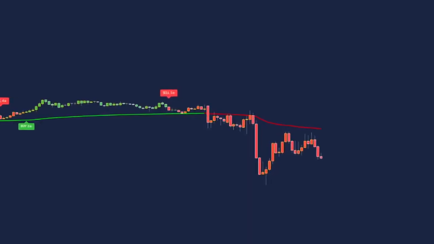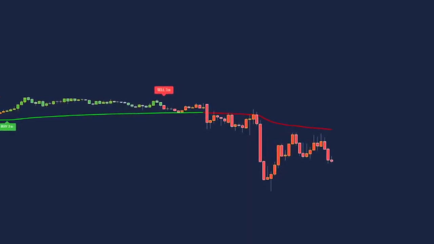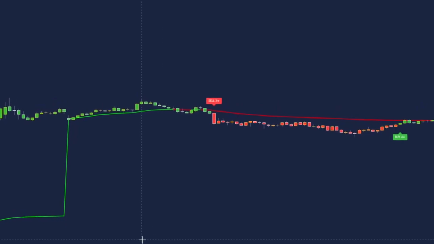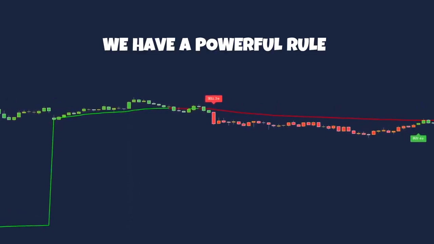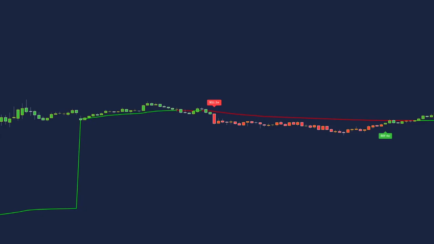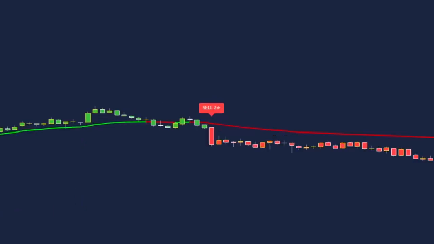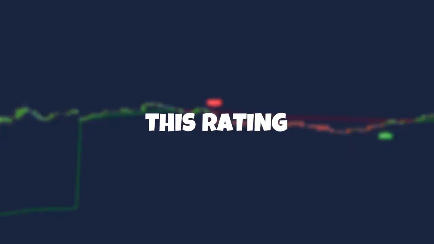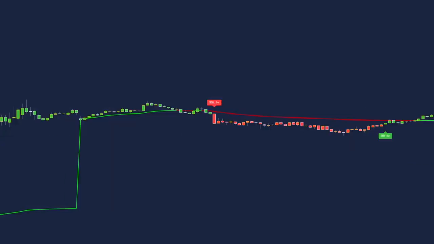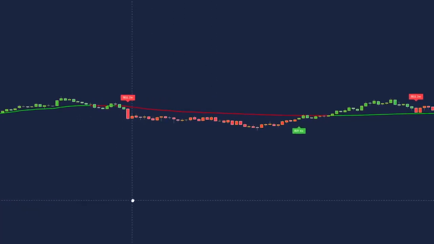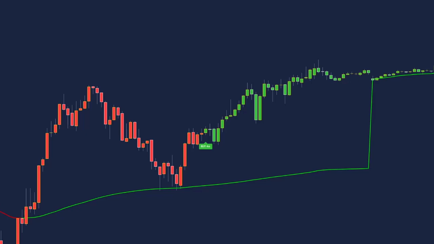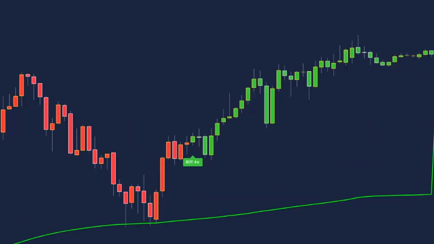Let's open up the chart and have a look at some of the trades since the start of the month. Now, for this trading strategy to work successfully, we have a powerful rule. The SFX algo indicator shows buy and sell labels. The actual labels themselves show a star rating. This rating varies from 1 to 5. It's very important that we only take trades with a star rating of 3 or higher, as this improves the strategy's results and allows us to make more consistent trades. So let's now open the chart and have a look at some of these trades.